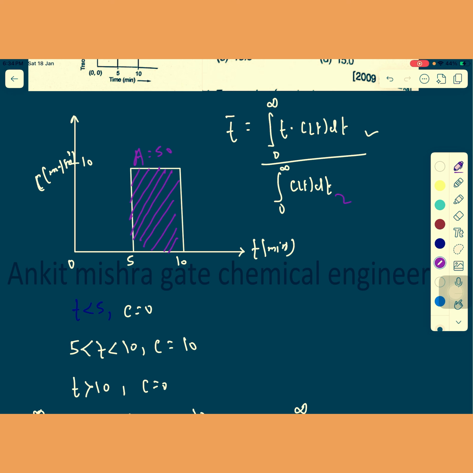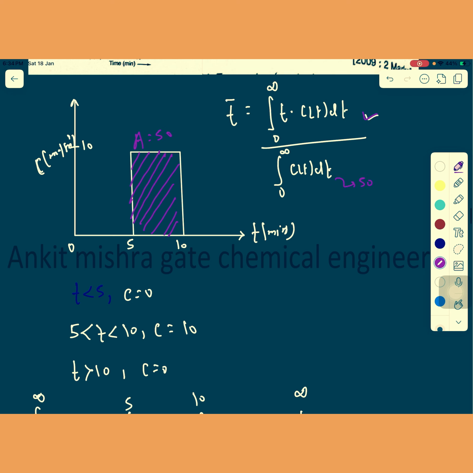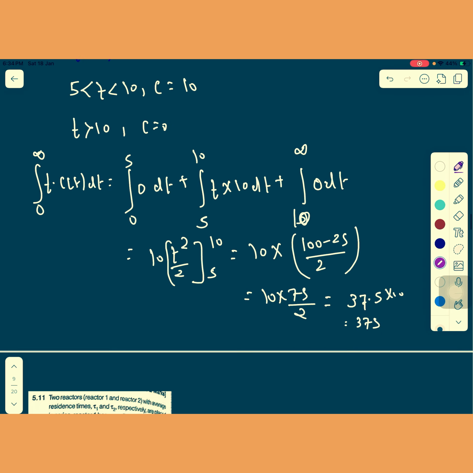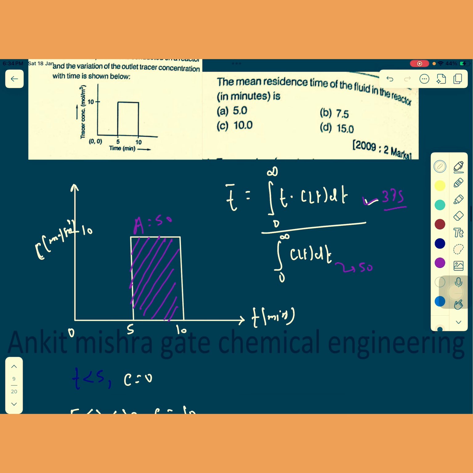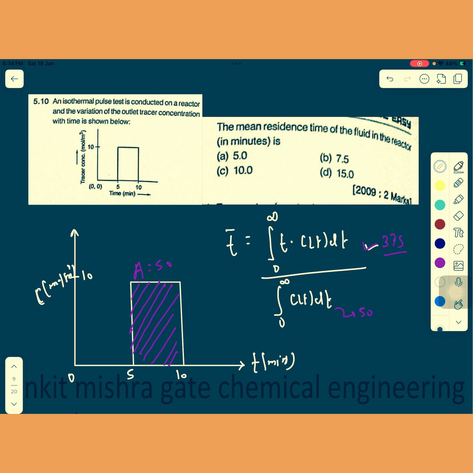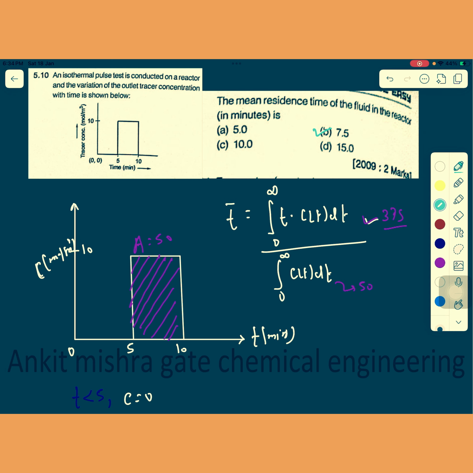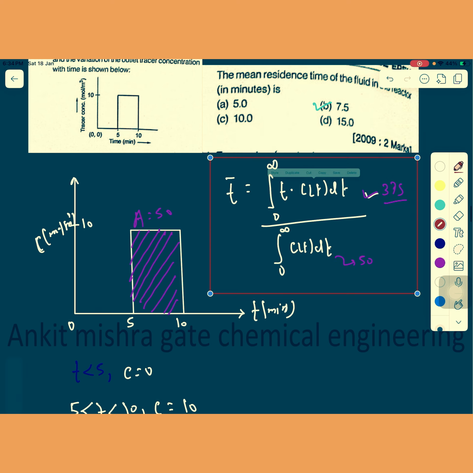So you have calculated the denominator is 50 and the numerator is 375. What is the mean residence time here? The mean residence time is equal to 375 divided by 50, that is 7.5 minutes. Yeah, so that is 7.5 minutes. Option B will be your correct option, right? This is a very simple thing, but again you have to remember this formula. If you remember this formula, then these things are very easy for you.